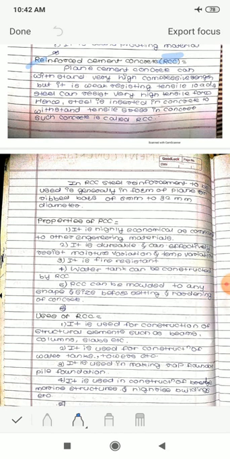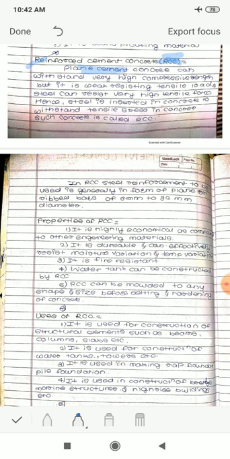While plain cement concrete is a mixture of cement, sand, and aggregate. Plain cement concrete means what? Cement, sand, aggregate. And RCC means what? It is a mixture of cement, sand, aggregate, and steel. You have to insert the steel into the plain cement concrete. That is called RCC.